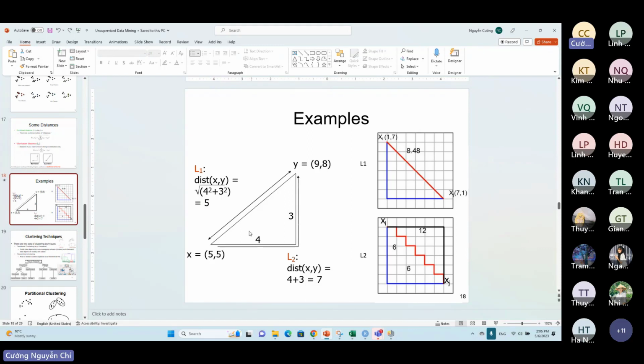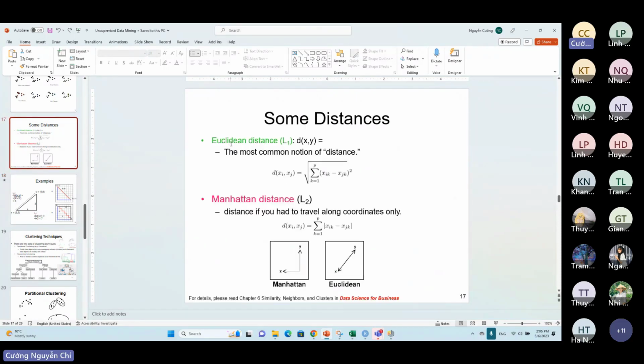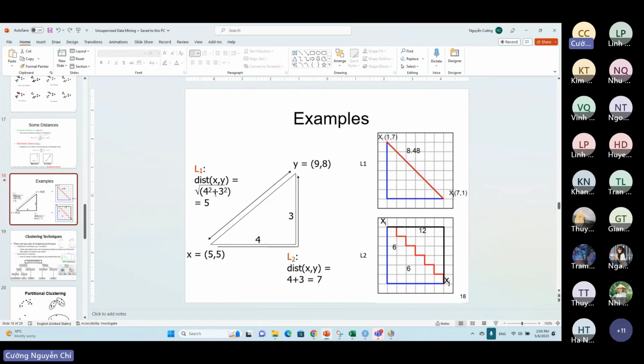Okay, so how can you measure the distance? The first way, you do it by the Euclidean distance. You just take the square of the difference between these values. First of all, x and y differ, 9 and 5, by 4 units in the horizontal, and 8 and 5 by 3 units in the vertical. So if you take the square root of the sum of the squares, it should be equal to 5. You say the distance between x and y will be 5 units.